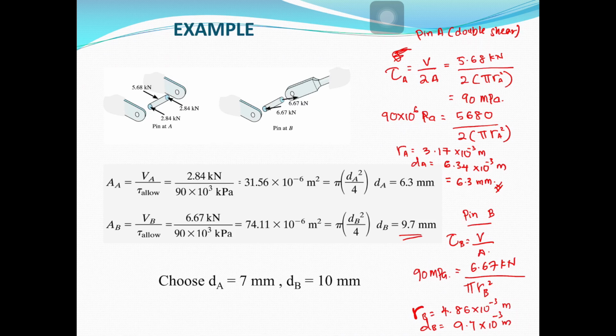So for the safest, you take the larger value. If you have diameter 6.3, you take 7. So it's safe. You cannot take 6 mm, it becomes a smaller diameter, so it will fail. So take larger than 9.7, alright, you take 10 mm, or you just take the answer 9.7, that is also okay, alright.